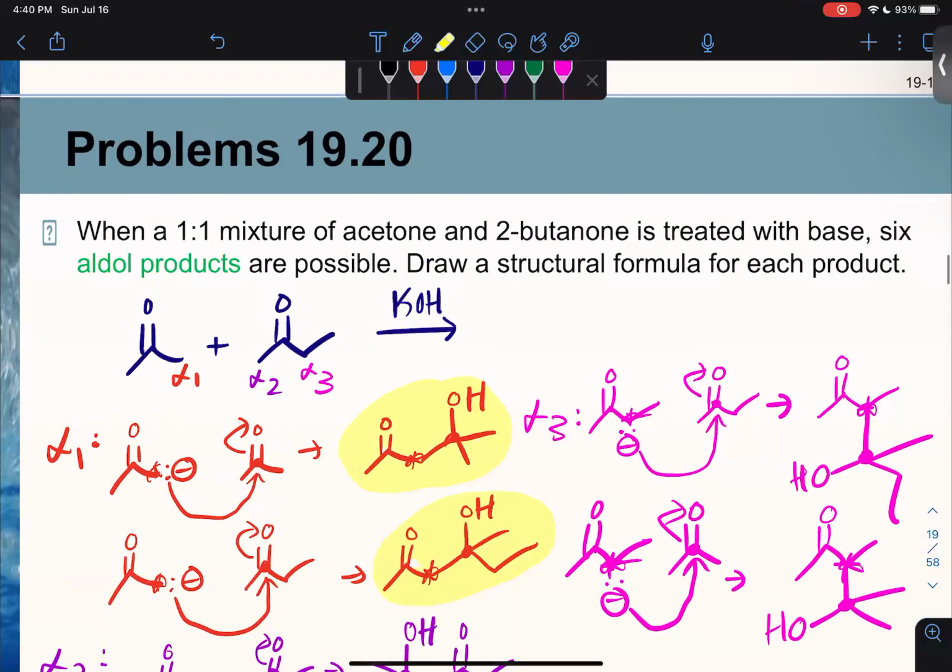So this happens with any base. Yes, this happens with any base right here, and a ketone or aldehyde. Good.